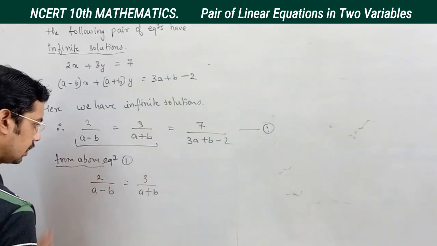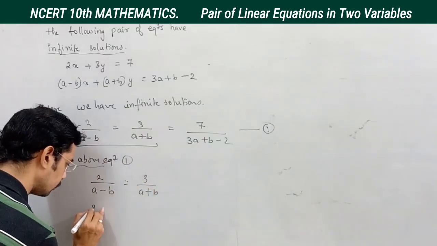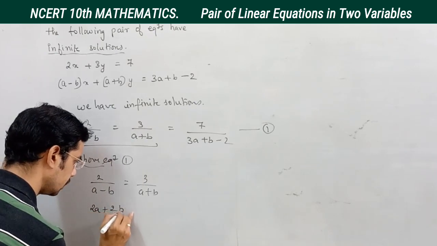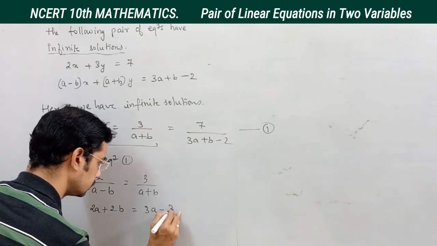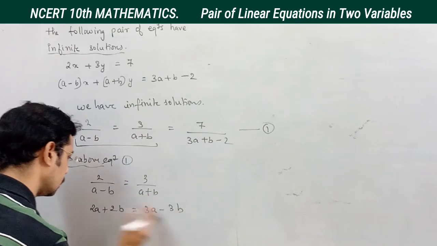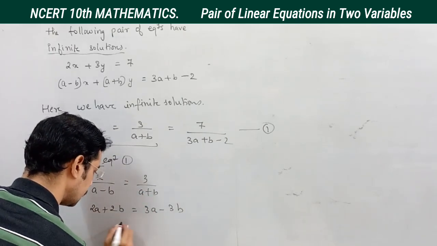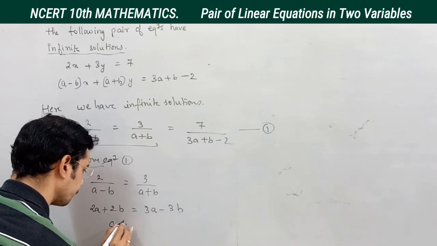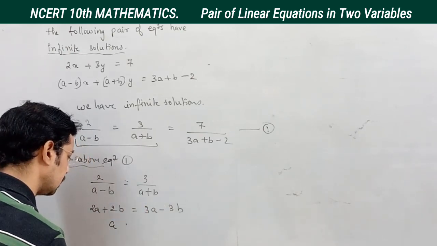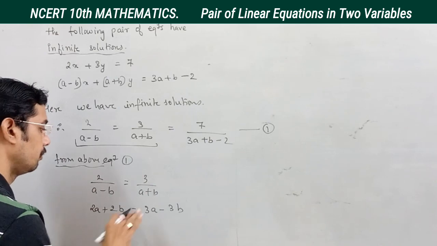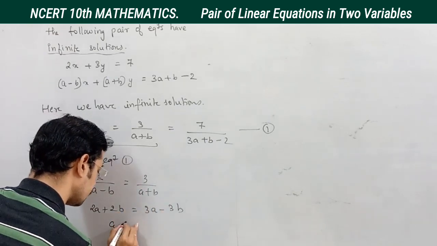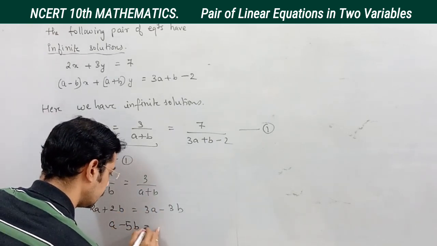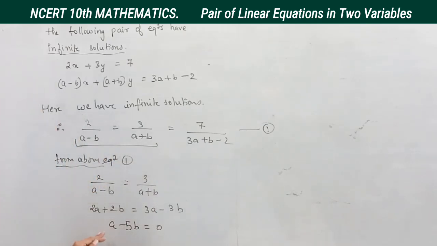Consider these two pair. Okay, so when you cross multiply you have 2a plus 2b equal to 3a minus 3b, which simplifies to, if I take everything onto that side, 3a minus 2a becomes a, 3b minus 2b becomes minus 3b minus 2b becomes minus of 5b, and that is equal to 0. So a minus 5b equal to 0.